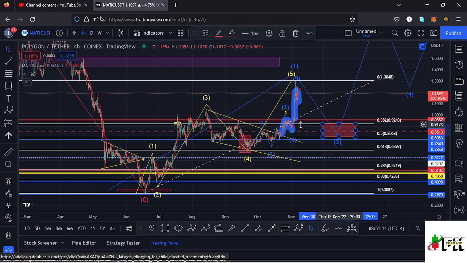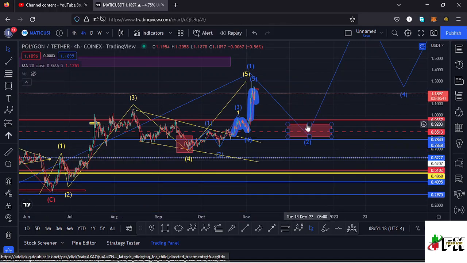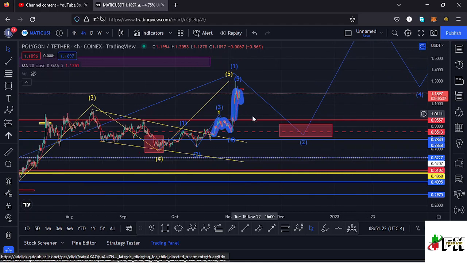So I'm expecting a very nice corrective movement to play out over here, and that movement should get us into this target area. And because it's a corrective wave, I also expect to see an ABC corrective movement play out over here. So let's be patient and see how that plays out.